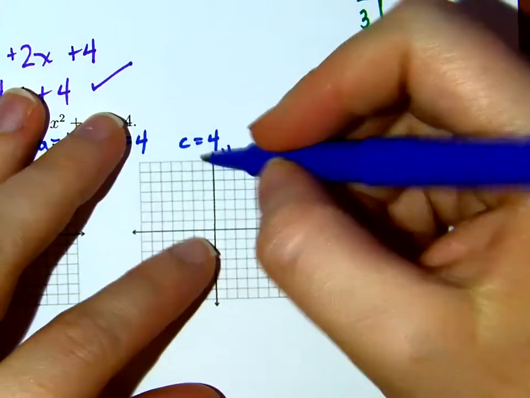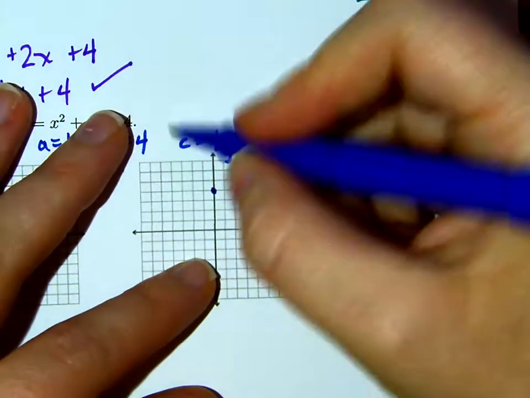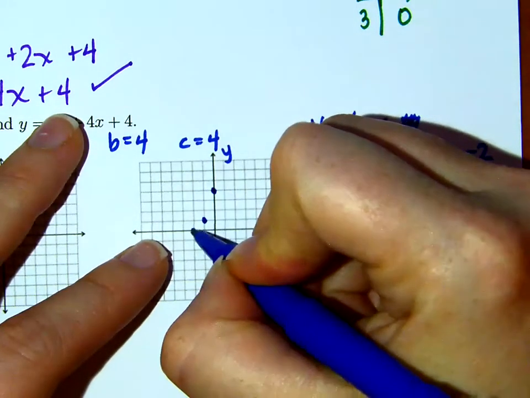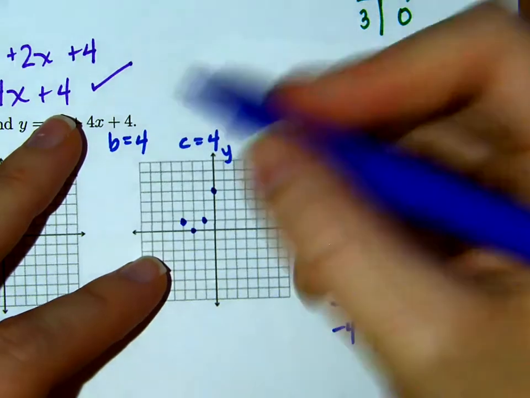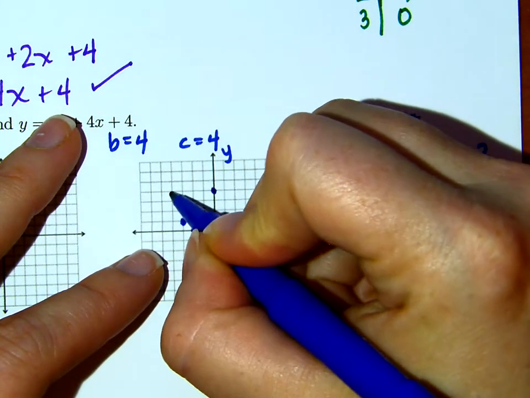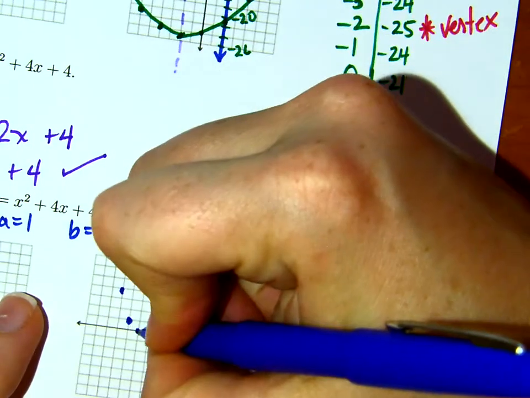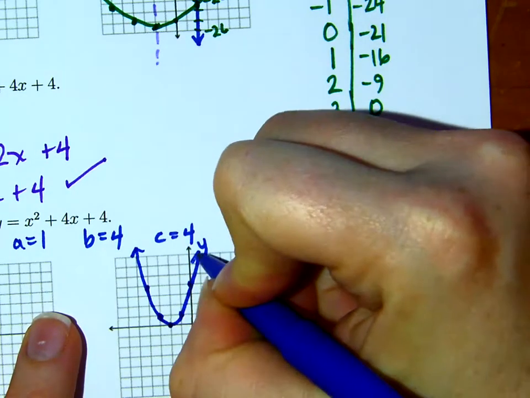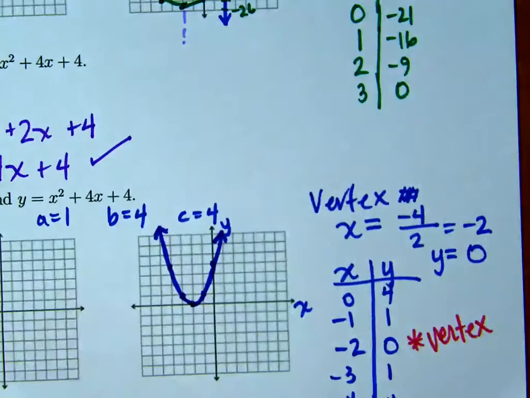So what do we see? We have 0, 4. 1, 2, 3, 4. Got it. -1, 1. Done. -2, 0. Check. 3 to the left, 1 up. Got it. 4 to the left, 4 up. Oh, look. It's like a parabola that we didn't have to do very much scale thinking for. It's our friend. There's our friend.